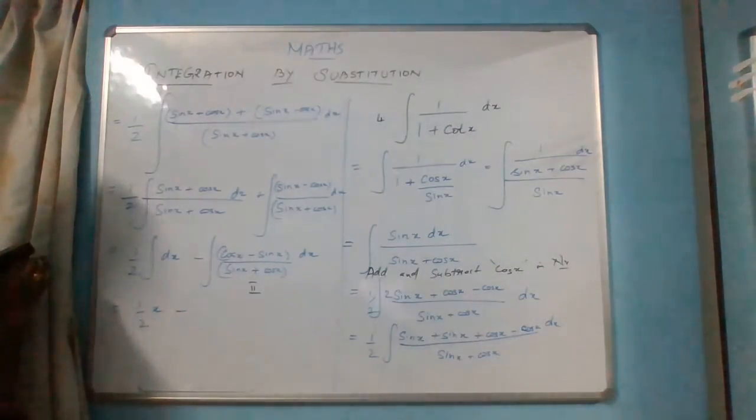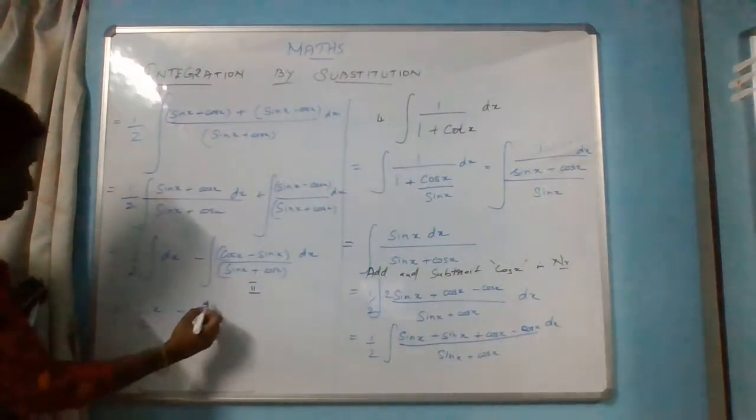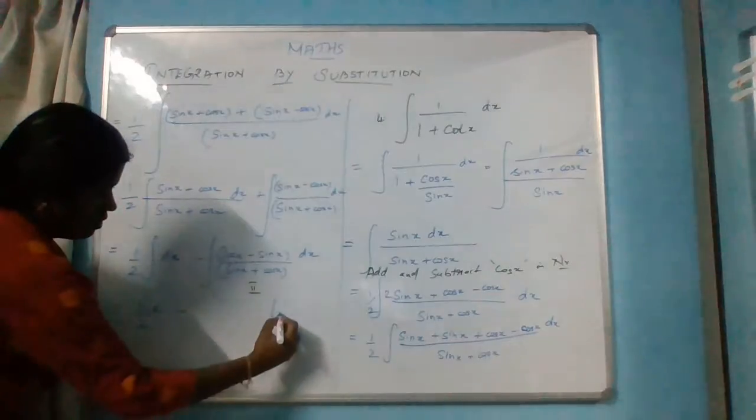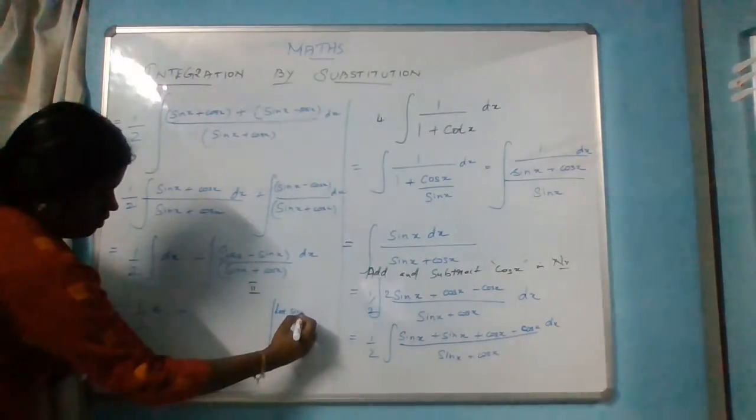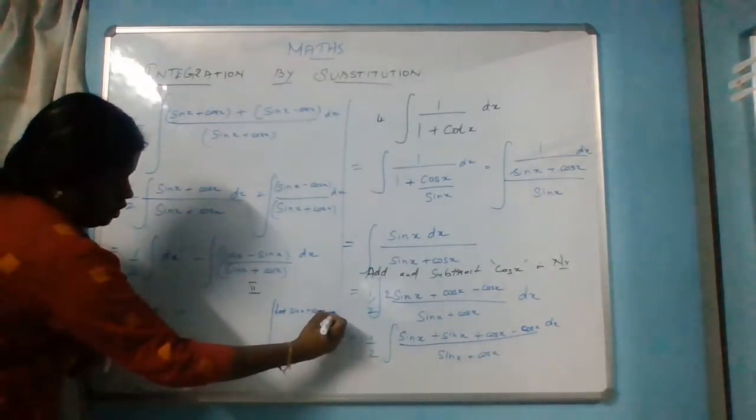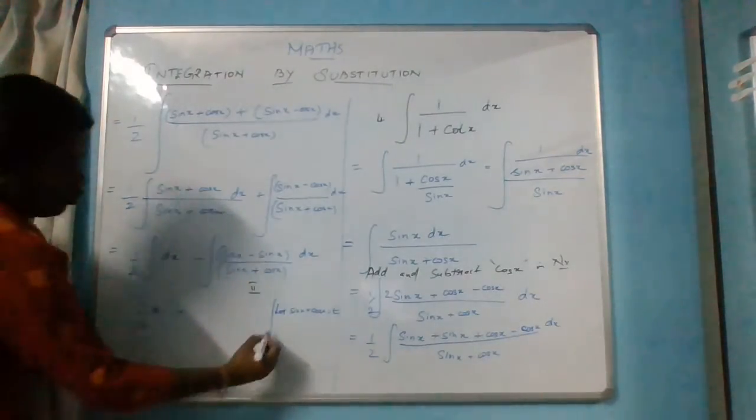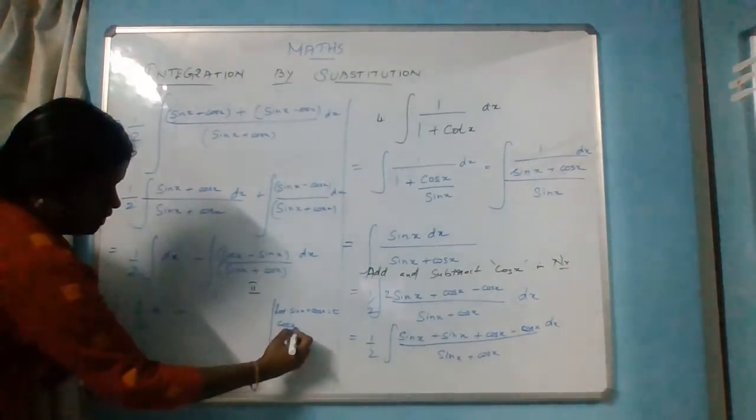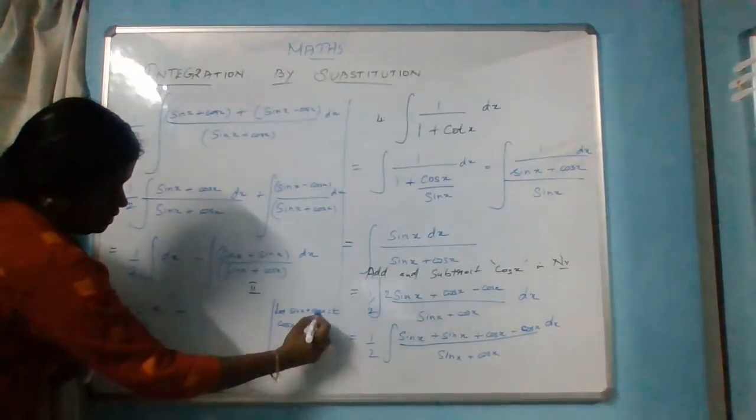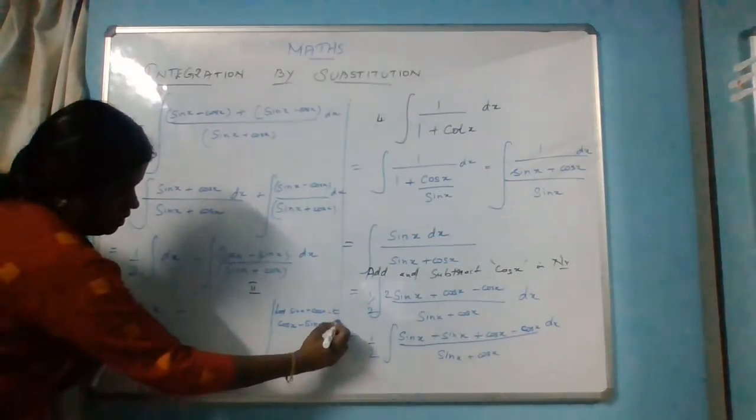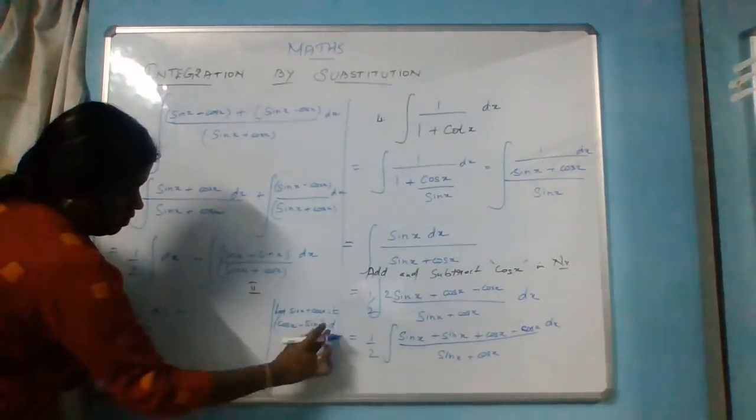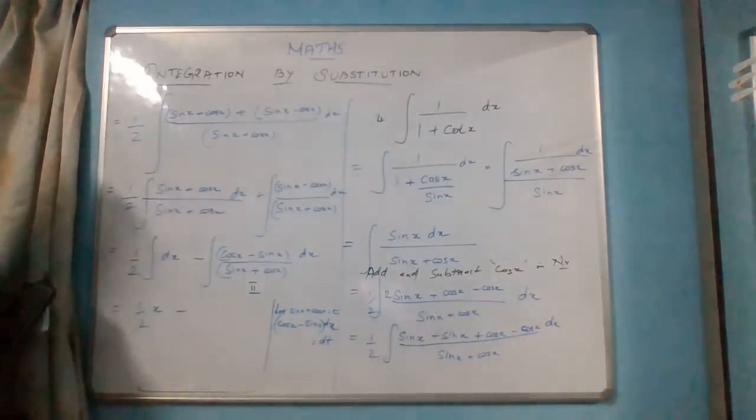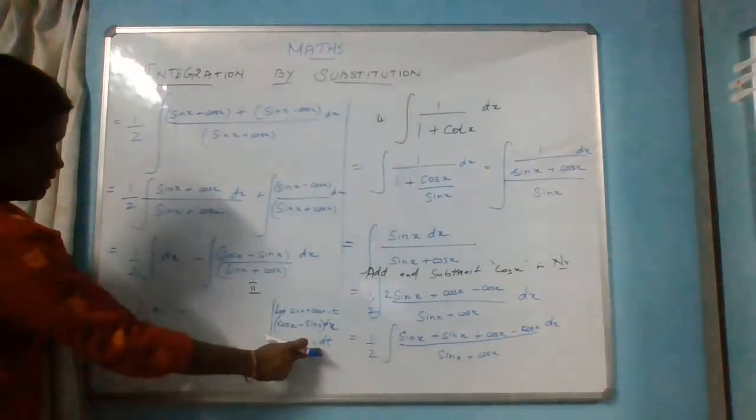So when I'm going to use substitution for this part, I'll be taking, let sin x plus cos x is equal to t. So when I differentiate sin x, I'll be getting cos x, and when I differentiate cos x, I'll be getting minus sin x. So cos x minus sin x dx is equal to dt.